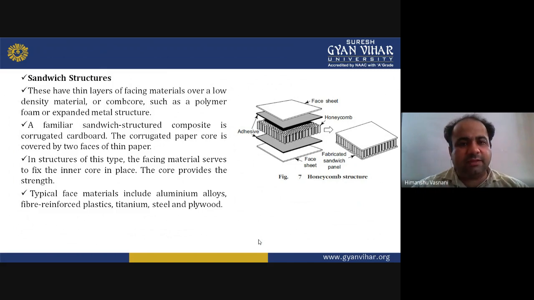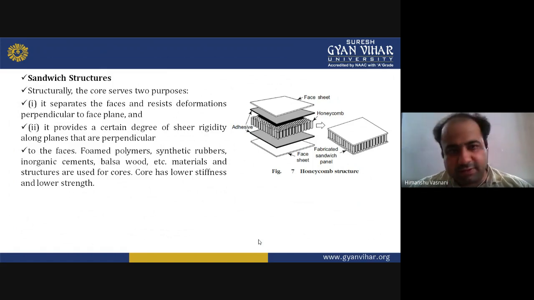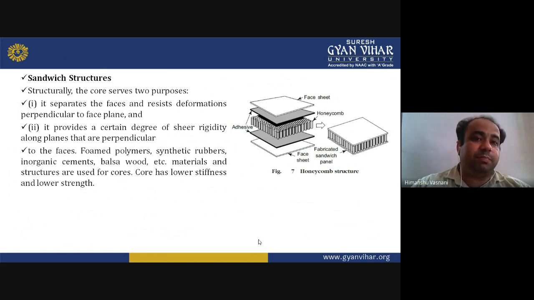The main thing is that in this type of structures, the facing material serves to fix the inner core in place. The core provides the strength. You can see this in the figure also. Now, structurally, the core serves two purposes. First, it separates the faces and resists deformation perpendicular to the face plane. And secondly, it provides a certain degree of shear rigidity along planes that are perpendicular to the faces.